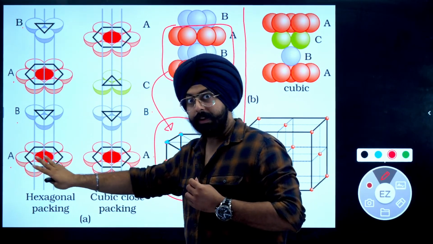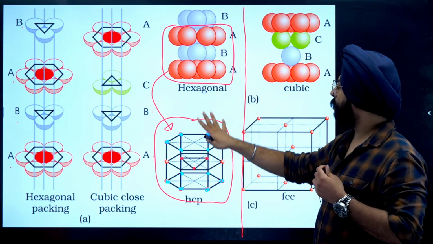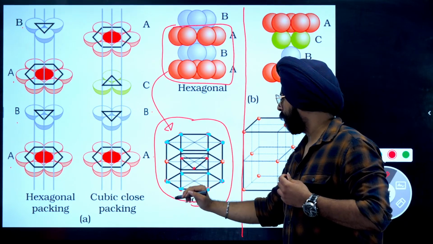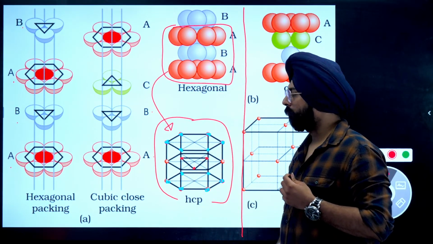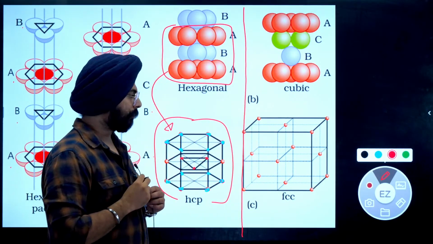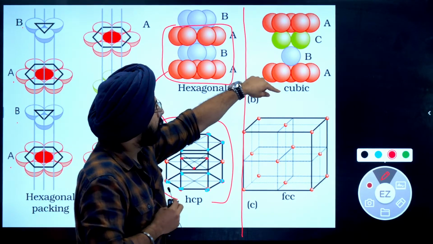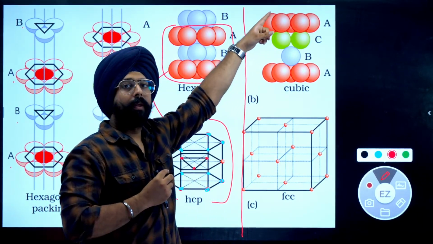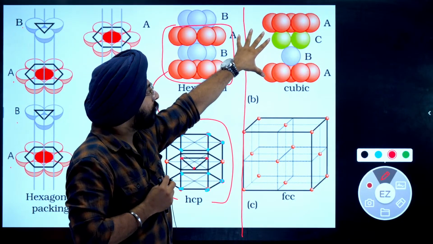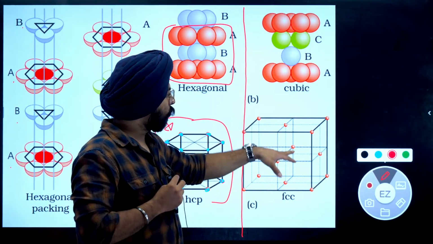If you keep repeating this, the unit cell that comes out of this type of arrangement is the hexagonal unit cell. HCP, hexagonal closed packing unit cell. Okay. Now on the other hand, if you arrange ABC out of a hexagonal closed packing, surprisingly, you get a cubic unit cell.